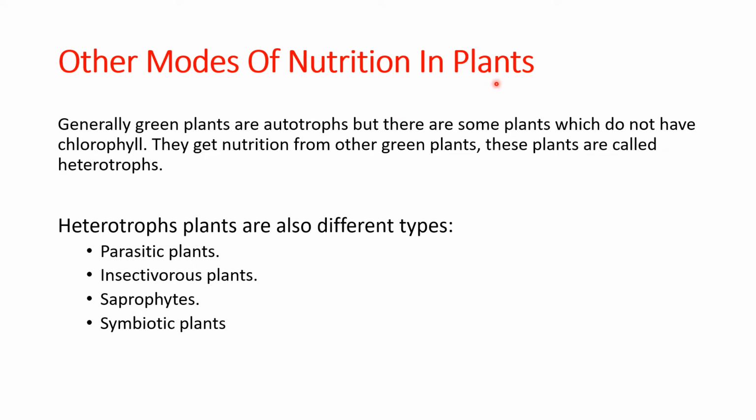So other than autotrophic nutrition, plants also show other types of nutrition. What are those? We will see. Generally, green plants are autotrophs, but there are some plants which do not have chlorophyll. As we know, chlorophyll is the main thing, and without chlorophyll photosynthesis is not possible. So some plants do not have chlorophyll, and they get nutrition from other green plants.